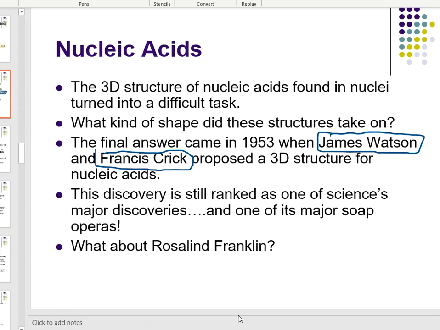That's typically how we still refer to it up to this point, but it's also one of the major soap operas that happened during the day as well. So James Watson, Francis Crick, they came up with this idea of the 3D structure for nucleic acid. And this happens in about the mid-1950s.